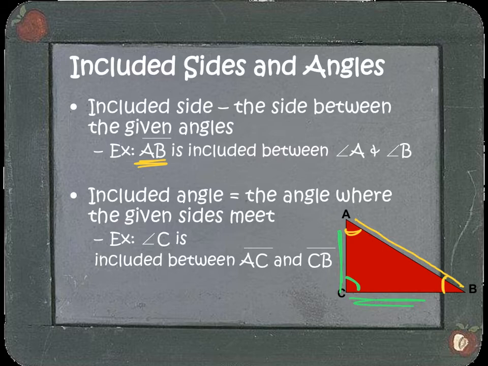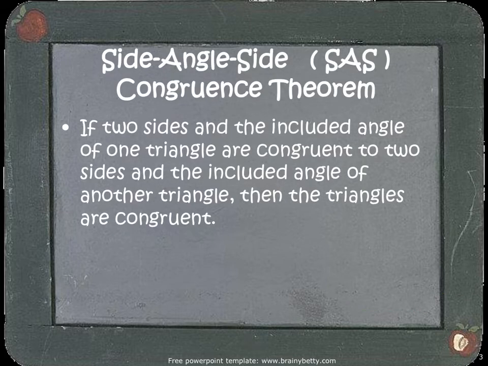So let's see what this first shortcut is. The first shortcut is called the side angle side congruence theorem. When you use this theorem as a reason in a proof, all you have to put is SAS. You don't have to write out side angle side, but if you want to, you can. What this theorem states is if 2 sides and the included angle of a triangle are congruent to 2 sides and the included angle of another triangle, then the triangles are congruent.